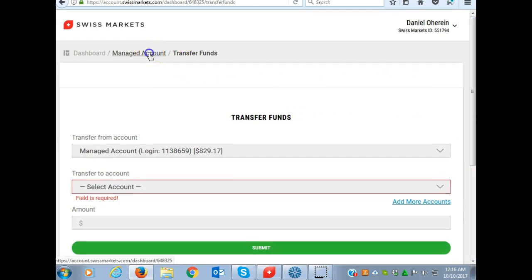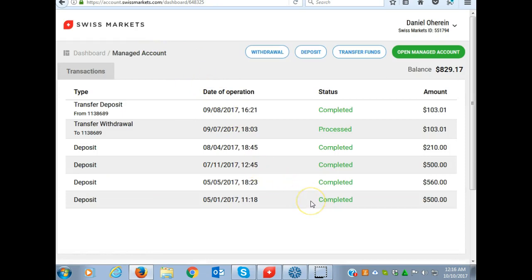Let's click here. Click on manage account. You can see this shows that since I started the fund, my initial deposit was 500. I deposited another 500 and another 500, which means in all, my account by 11th of July was around 1,560. I was trading alone.